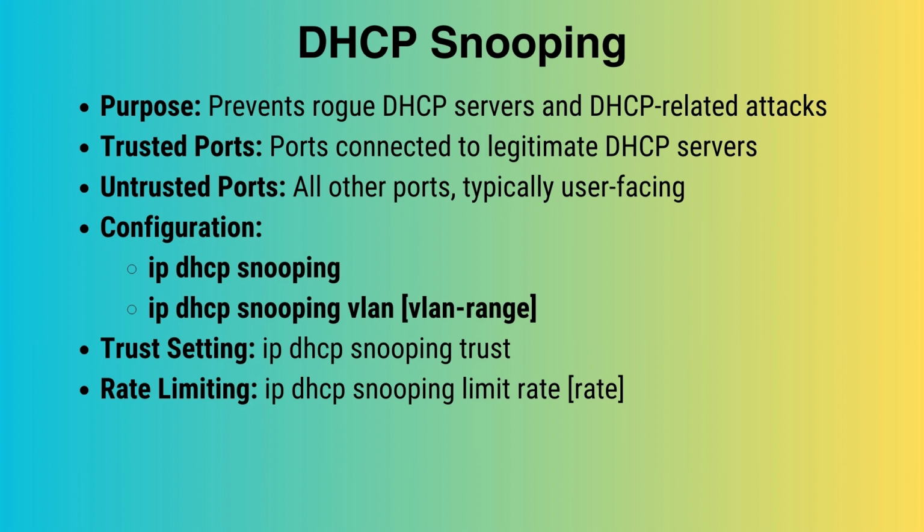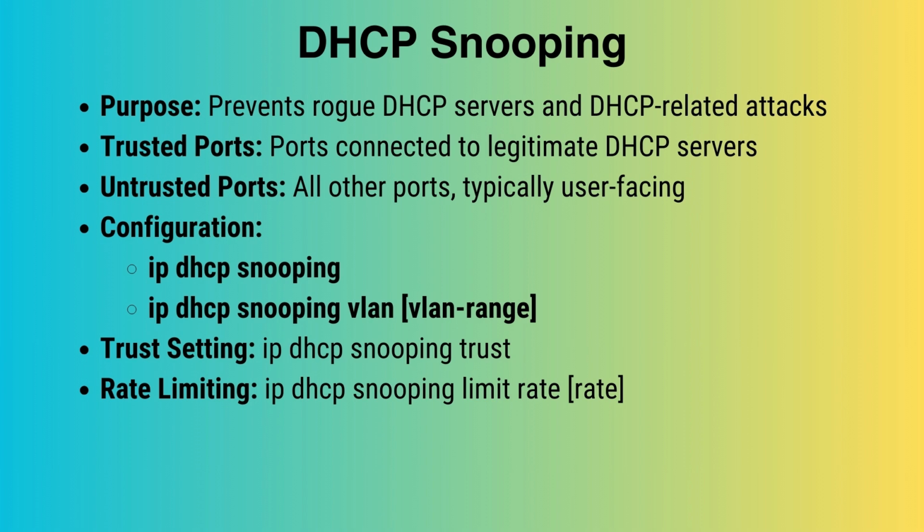DHCP snooping is a security feature that prevents unauthorized DHCP servers from assigning IP addresses to clients. This helps protect the network from rogue DHCP attacks, where an attacker sets up a fake DHCP server to disrupt network operations or intercept traffic.